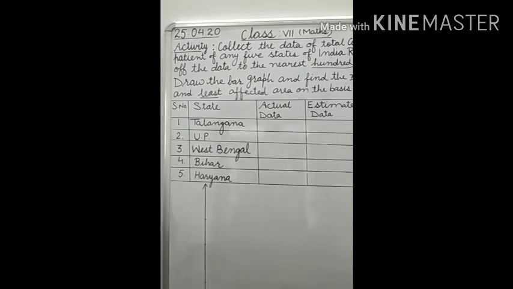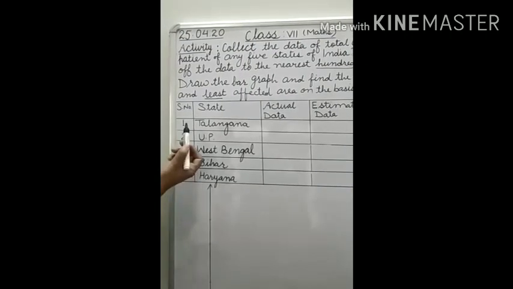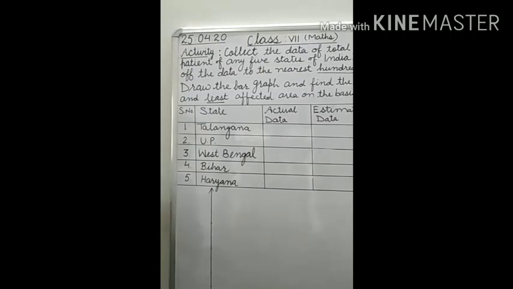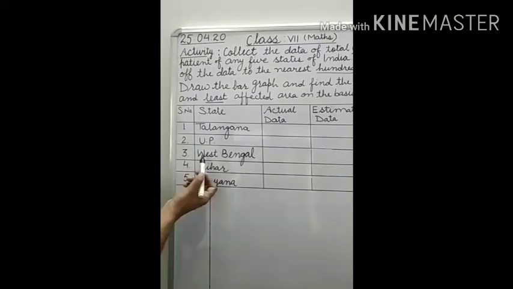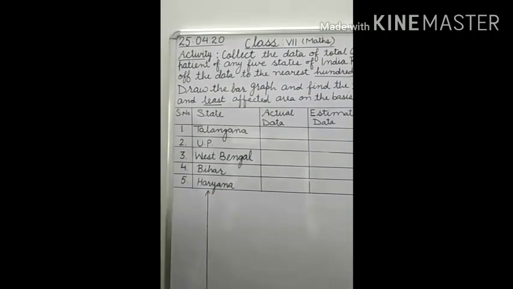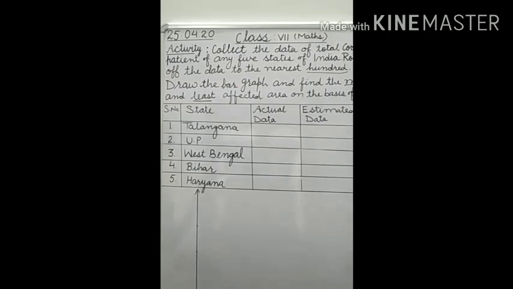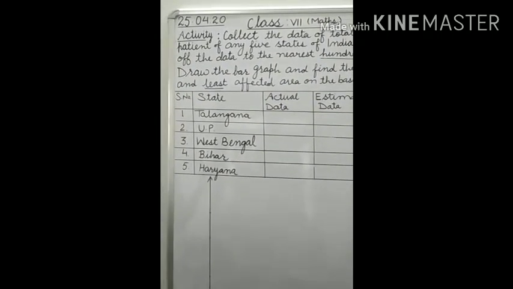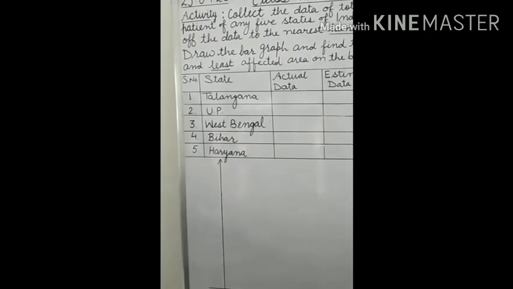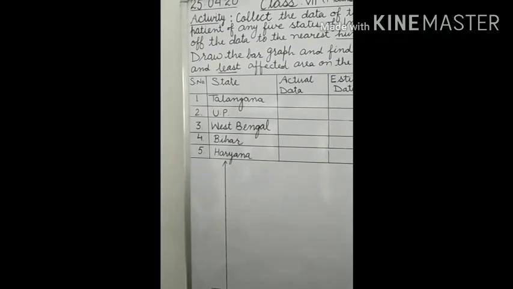Suppose I am taking these 5 states. Suppose the first one I have taken is Telangana, the second is Uttar Pradesh, the third is West Bengal, the fourth is Bihar, and the fifth I have taken is Haryana. You have to also take any 5 states. So first of all, let us find the actual data of COVID-19 patients.